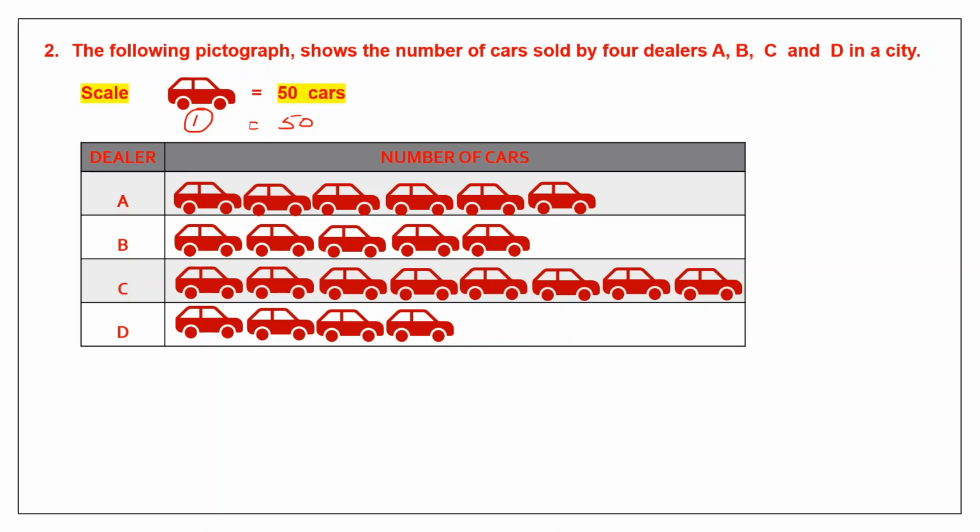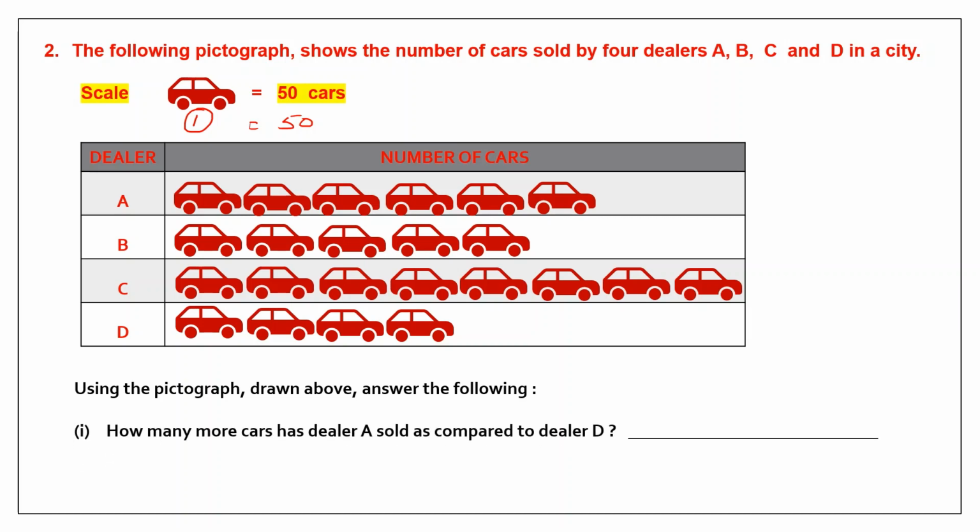So now the table is already given to us. The pictograph is already shown clearly. Now we need to answer questions. Using the pictograph drawn above, answer the following. How many more cars has dealer A sold as compared to dealer D? That means first we need to find out how many cars dealer A sold.